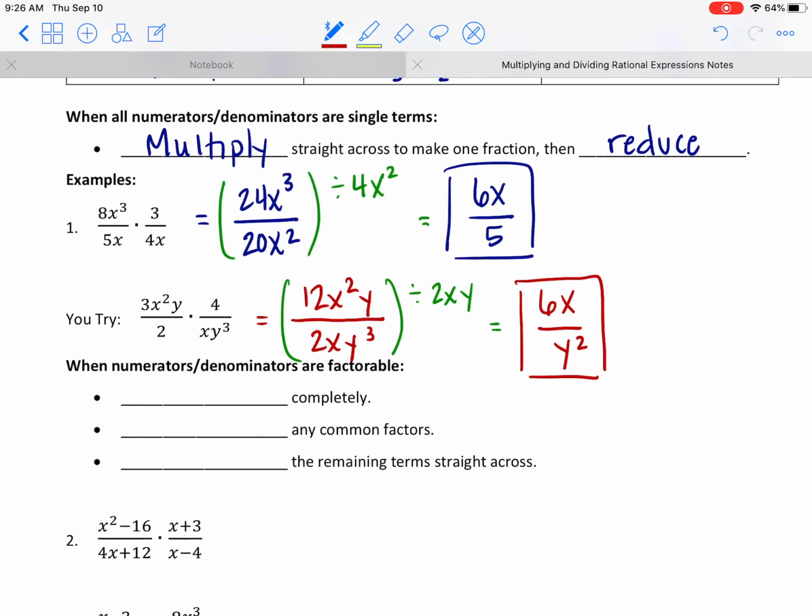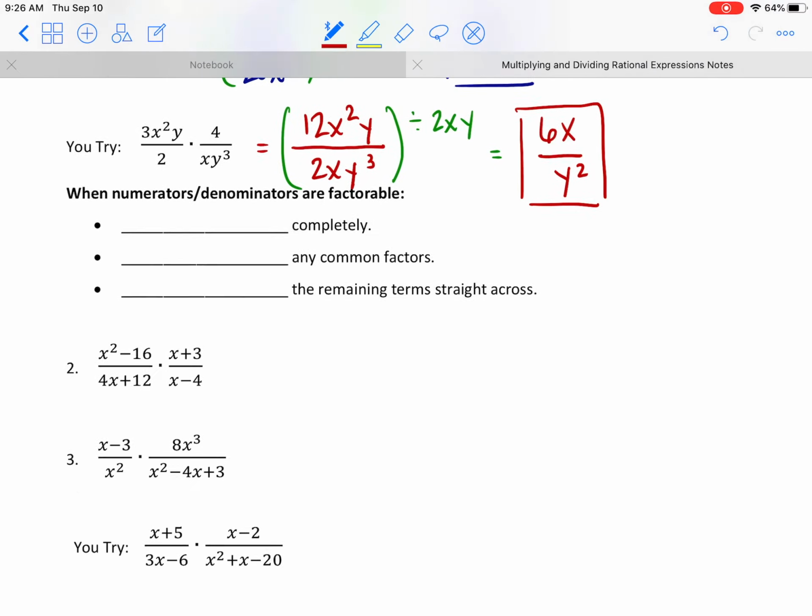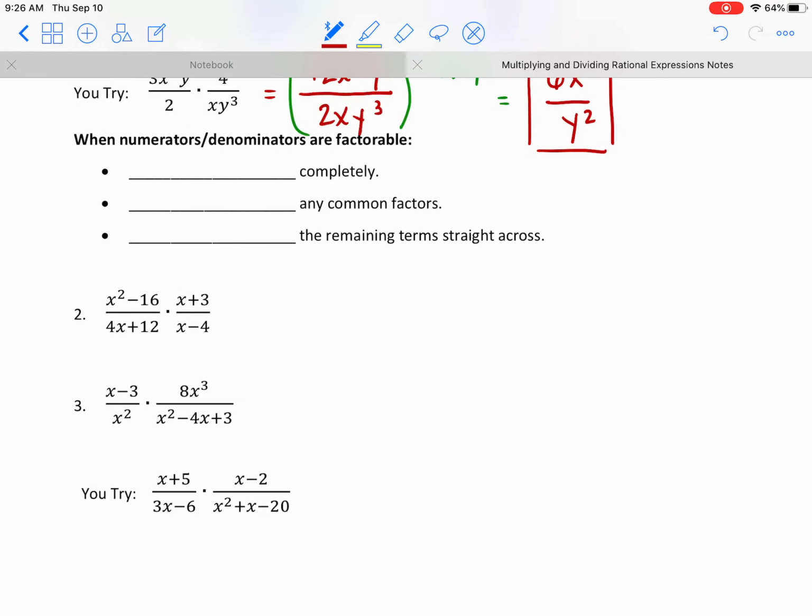Okay? Now, sometimes the rational expressions that we're multiplying aren't single terms in our numerators and denominators. For example, with these problems, we have a little bit more going on here. Now, when we have a little more going on, when it's more than one term in any of the fractions, what we want to try to do first is factor. And hopefully that's jumping out at you in these problems.